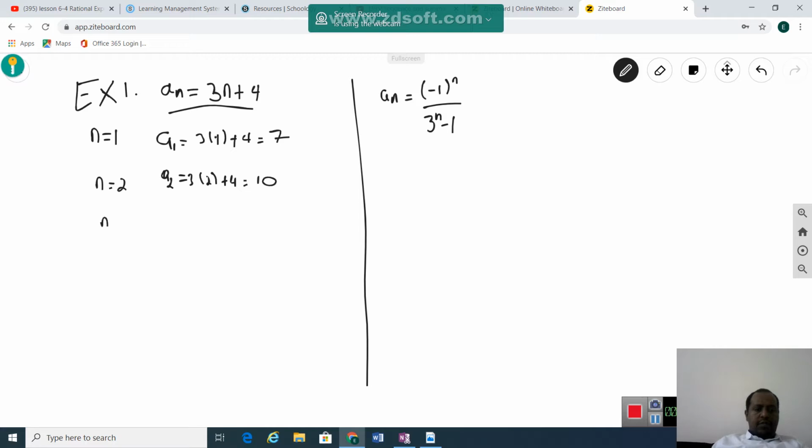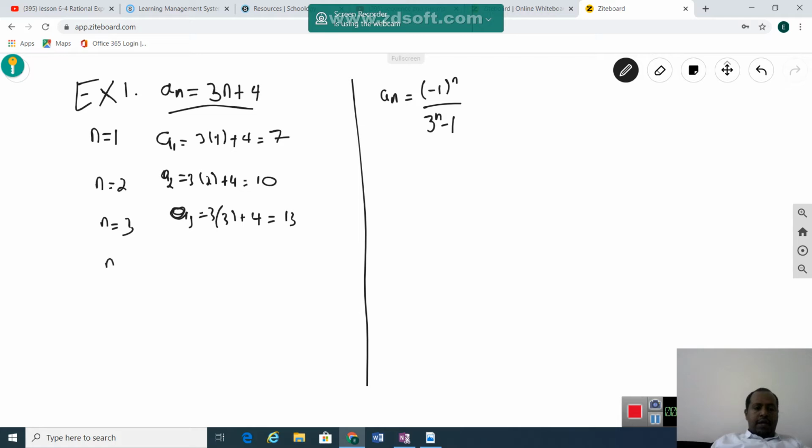To find the fourth term, just plug in n equal to 4. Actually, we have to find the third term first, I just jumped to the fourth term. To find the third term, n is equal to 3, so a sub 3 will equal 3 times 3 plus 4. 3 times 3 is 9, 9 plus 4 is 13, so this is the third term.